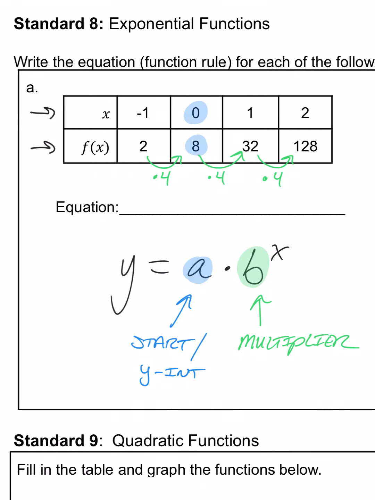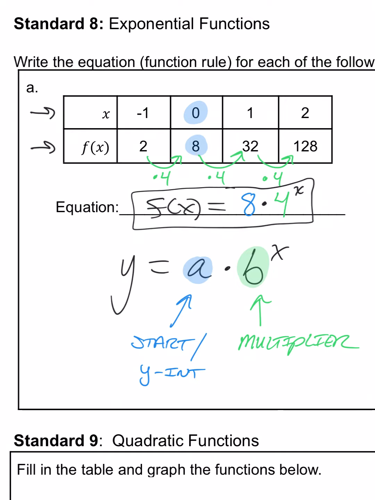I think we're ready to write our equation. Our equation is going to be, we want to use f of x because it's a function. f of x is equal to, the y value is equal to, the a value is 8. So we're going to say 8 multiplied by, our multiplier is 4, and we need to raise it to the power of x. This is our exponential function. Let's do the same thing, but let's have a graph this time. Let's see if we can find the function using a graph.